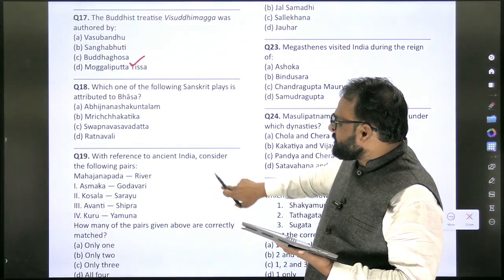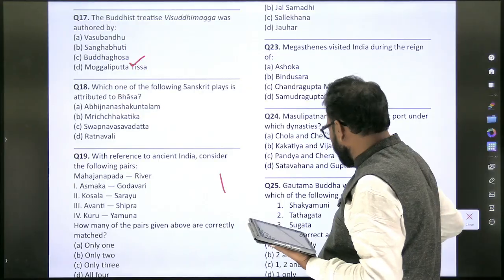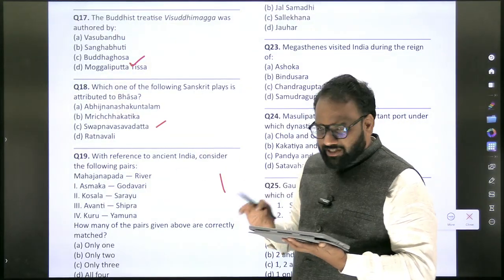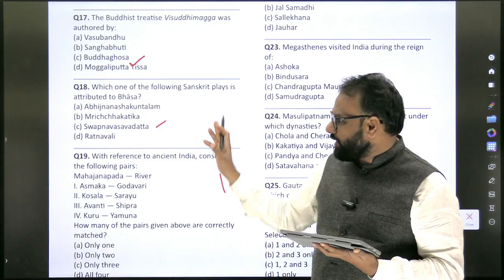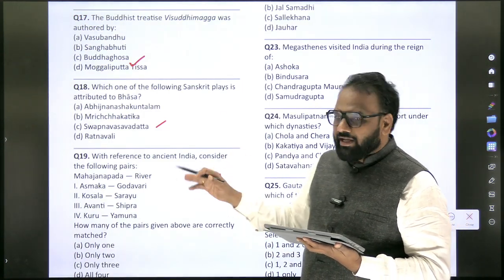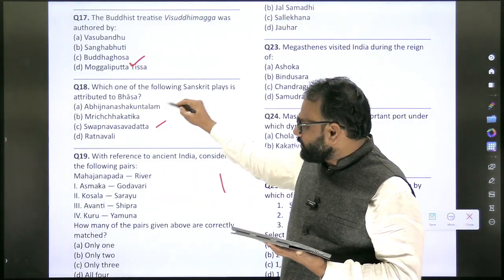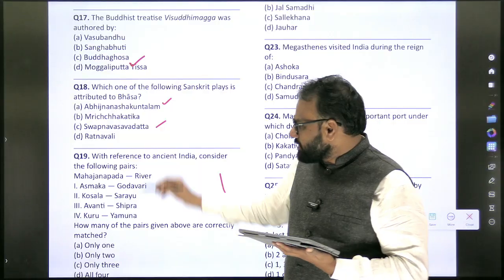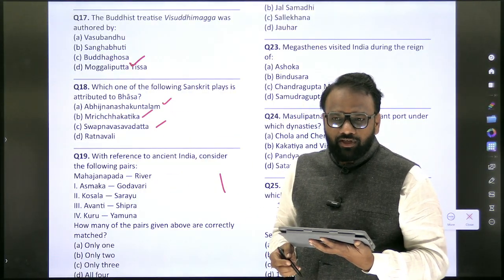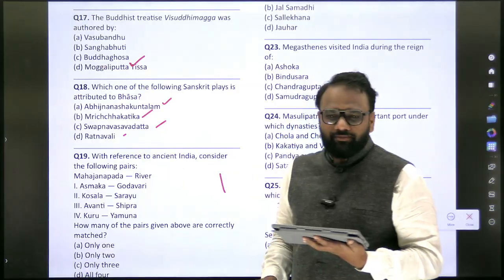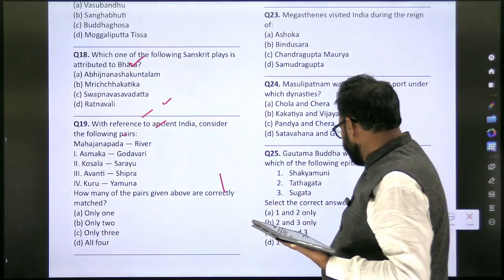Next, which one of the following Sanskrit plays is attributed to Bhasa? Swapna Vasavadatta. So yesterday there was a question. In 2023-24, somewhere there was a question. Based on that I have prepared. Similarly, there are some famous works also. Abhijnana Shakuntalam associated with Kalidasa. Next, Mrichchhakatika, Shudraka; Ratnavali, Harshavardhana. Okay, very good.